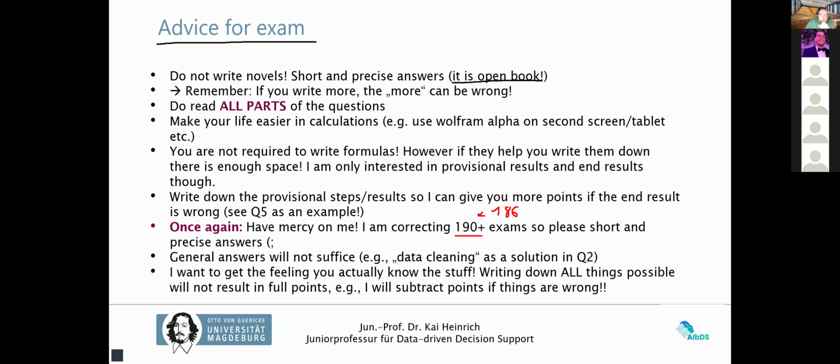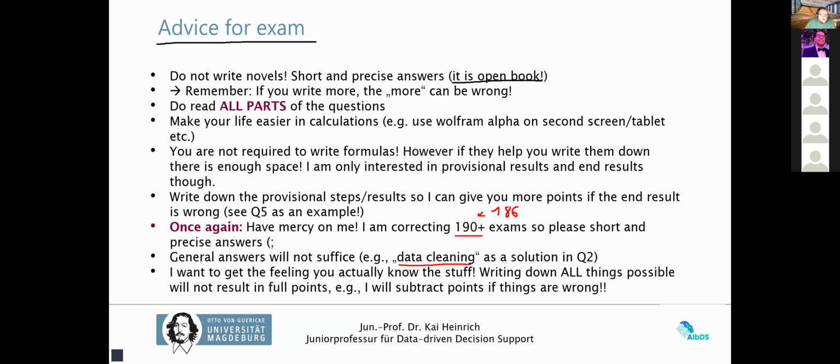General answers will not suffice. This is also important. Precise doesn't mean general. I really want you to hit it. Just saying, oh, we need to do data cleaning. What does data cleaning mean? What do you mean? What do you need to clean? This is a bad answer, and I will again get mad, and this will not count.